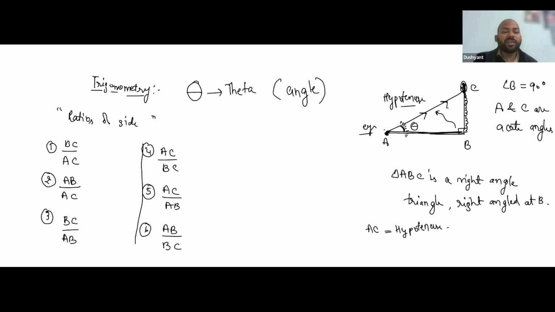Now, if I take these ratios, these are the only possible ratios. Each ratio has a specific name. For example, BC over AC. If angle A is my theta, then the side opposite to this angle is known as the opposite side. And the side that is in touch with it is known as the adjacent side.